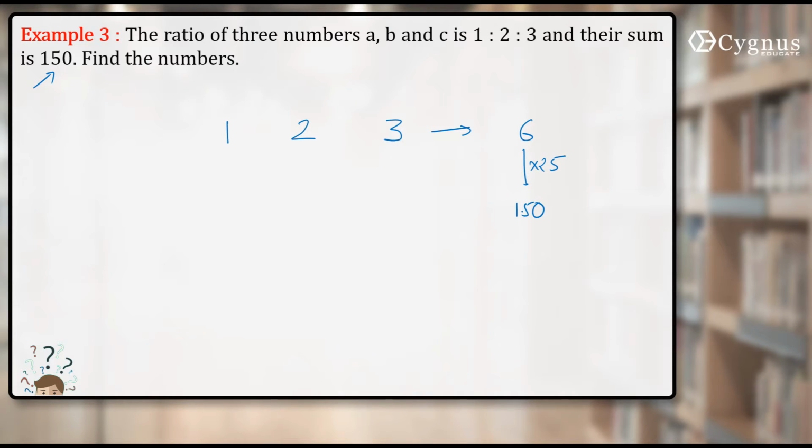When you multiply 6 by 25, you get 150. So all the three numbers should also be multiplied by how much? 25. Now, what is the answer when you multiply these numbers by 25? You get 25 here, 50 here, and 75 here. And let's cross check it. 25 plus 50 plus 75 is also equal to what? 150. So that's the easiest approach here. Yes or no?